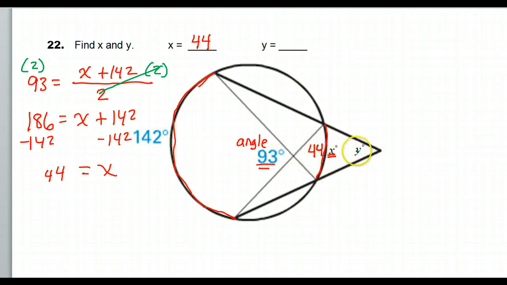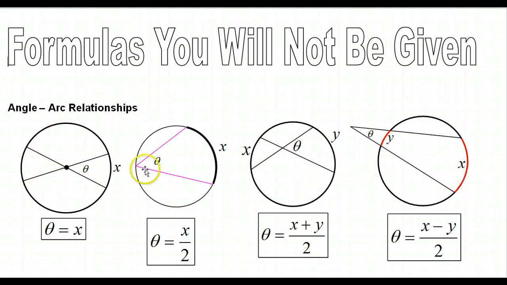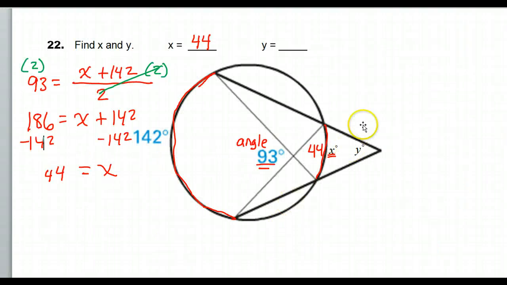So when I look at angle y, in terms of formulas, we're in the fourth situation. Again, we need both of these arcs to do it, and it's going to be the big arc minus the small arc divided by 2. So that's how we will find y. Notice the small arc is x. We just found it, so we had to find x first, and then we can use it to find y.